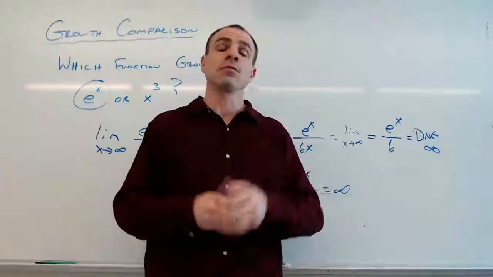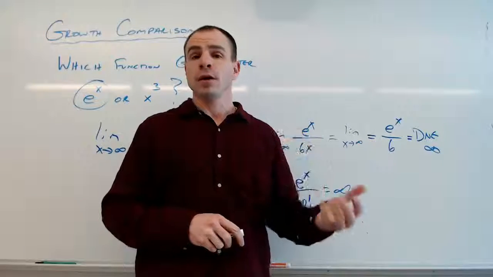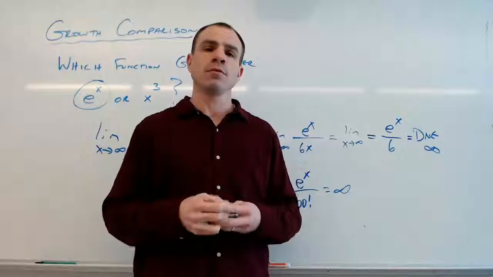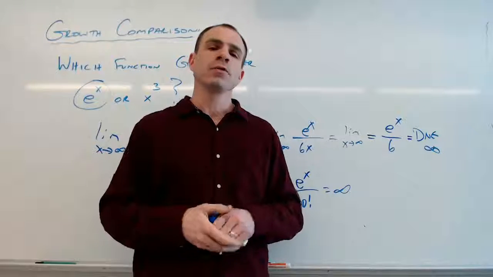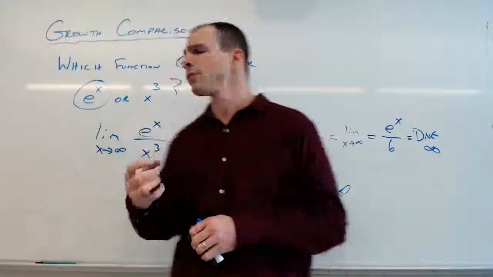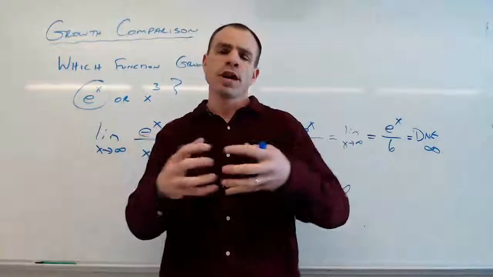In general, exponential functions are going to grow faster than polynomial functions. That's the idea behind this growth comparison. It's going to allow us to have a better idea when we're talking about functions that are a bit more complicated than just e to the x or just a polynomial. What if we had a combination of them?